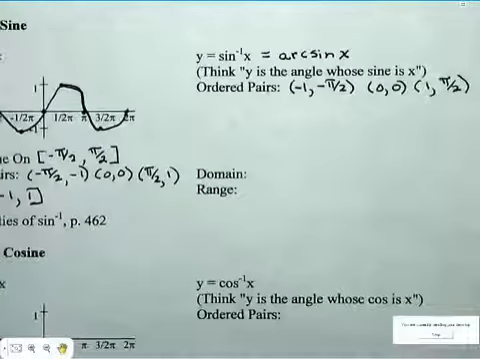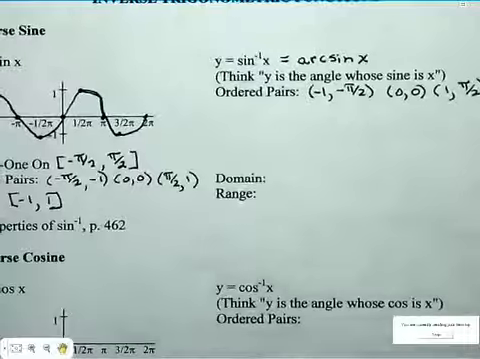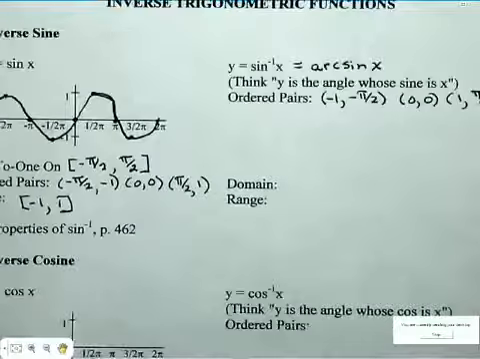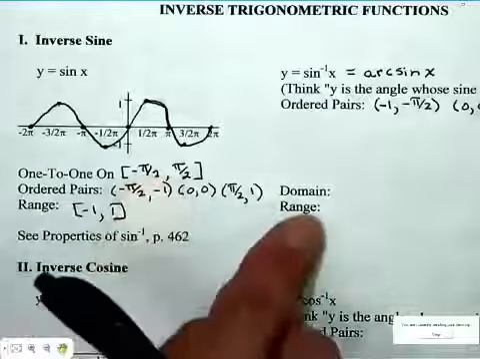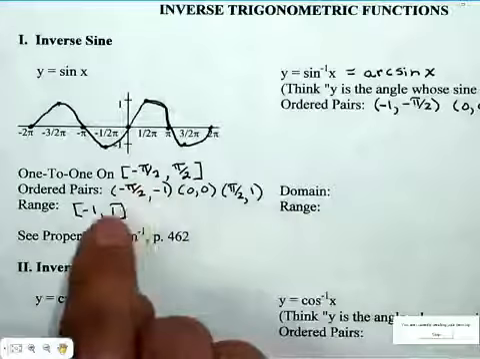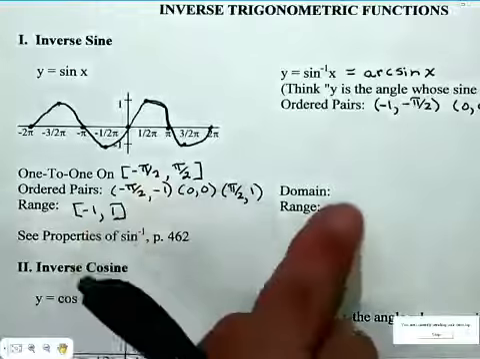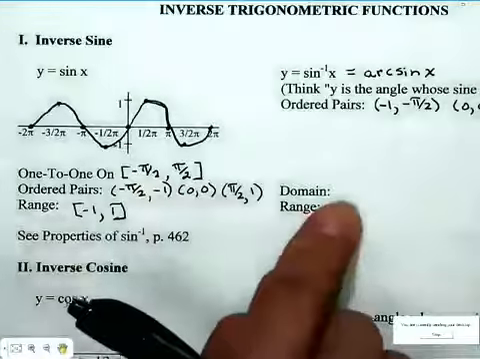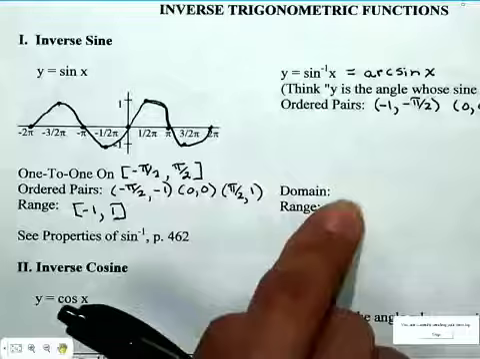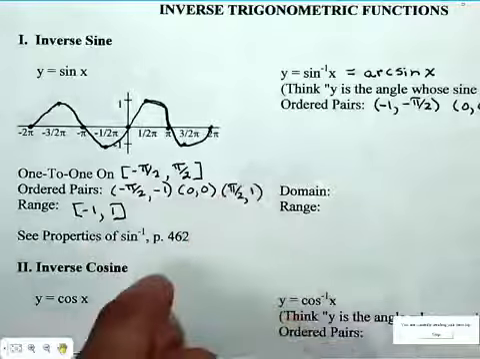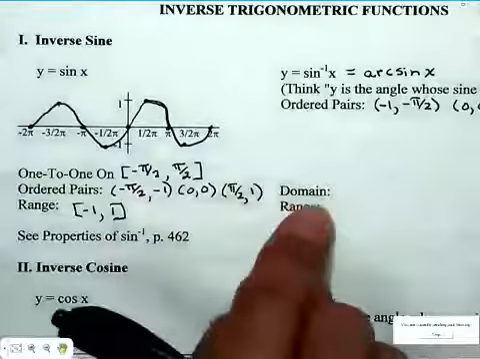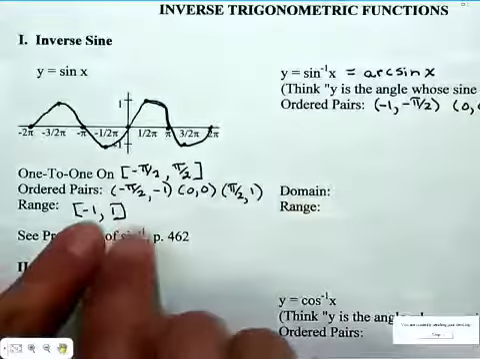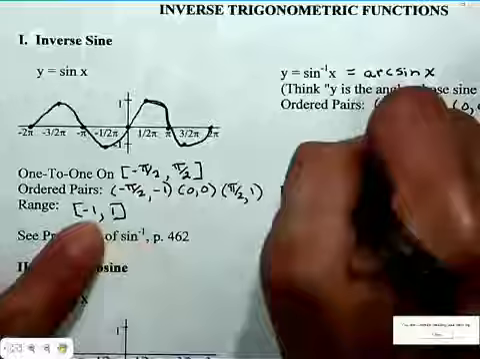Something else you can remember about a function and its inverse: the domain of a function is the range of its inverse, and the range of the function is the domain of its inverse. That makes sense because all the ordered pairs are just reversed. The x's become the y's and the y's become the x's. So the domain of inverse sine is going to be the range of sine. That's going to be -1 to 1.